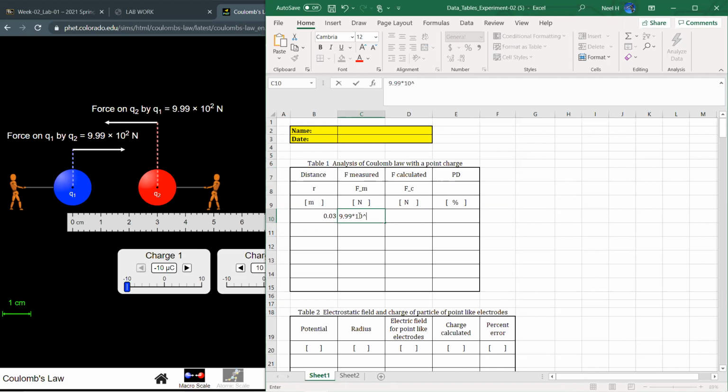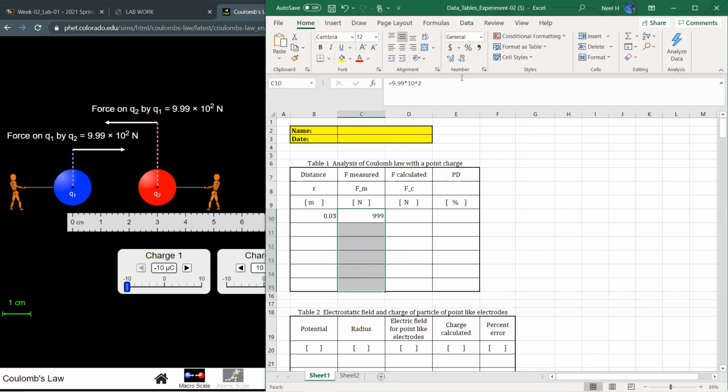9.99 times 10 to the power 2. You can just write it this way, that's totally fine. But since these are large numbers, we would like to use Excel's scientific notation. So you can change the number which I write here into scientific notation. If you put an equal sign in front, that will automatically change into scientific notation. Put the equal sign in front, then highlight all this column.